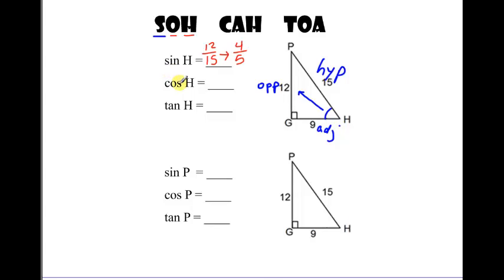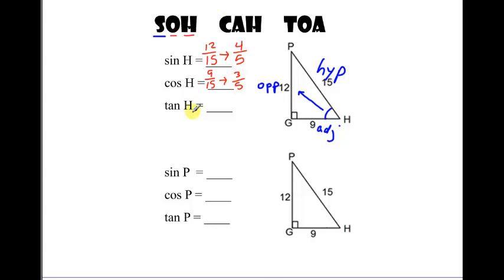The cosine of h. From SOHCAHTOA, cosine is to take the adjacent over the hypotenuse. Adjacent was 9, hypotenuse was 15. So this would be 9 over 15. And that also goes down to 3 over 5 if we reduce.